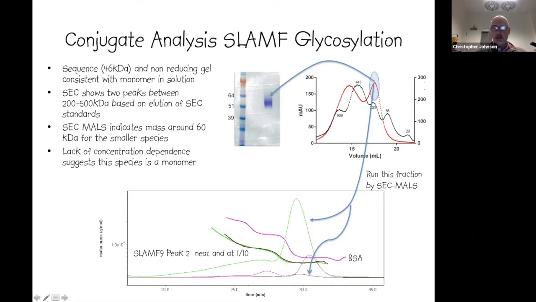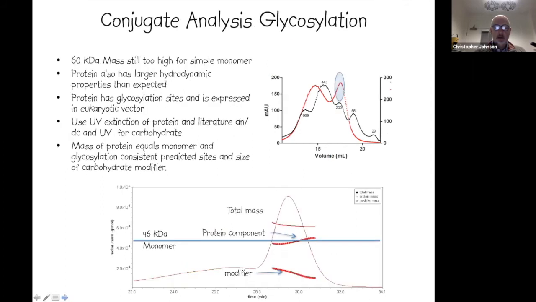So the lack of concentration dependence supported the idea that this was a monomer, and the evaluated mass was about 60 kilodaltons. However, we knew that the sequence mass was 46, and so the discrepancy here is too large to be an error for the technique typically. And so we went on to apply this conjugate method for determining individually the contributions of a proposed modifier, in this case carbohydrate, and the protein.